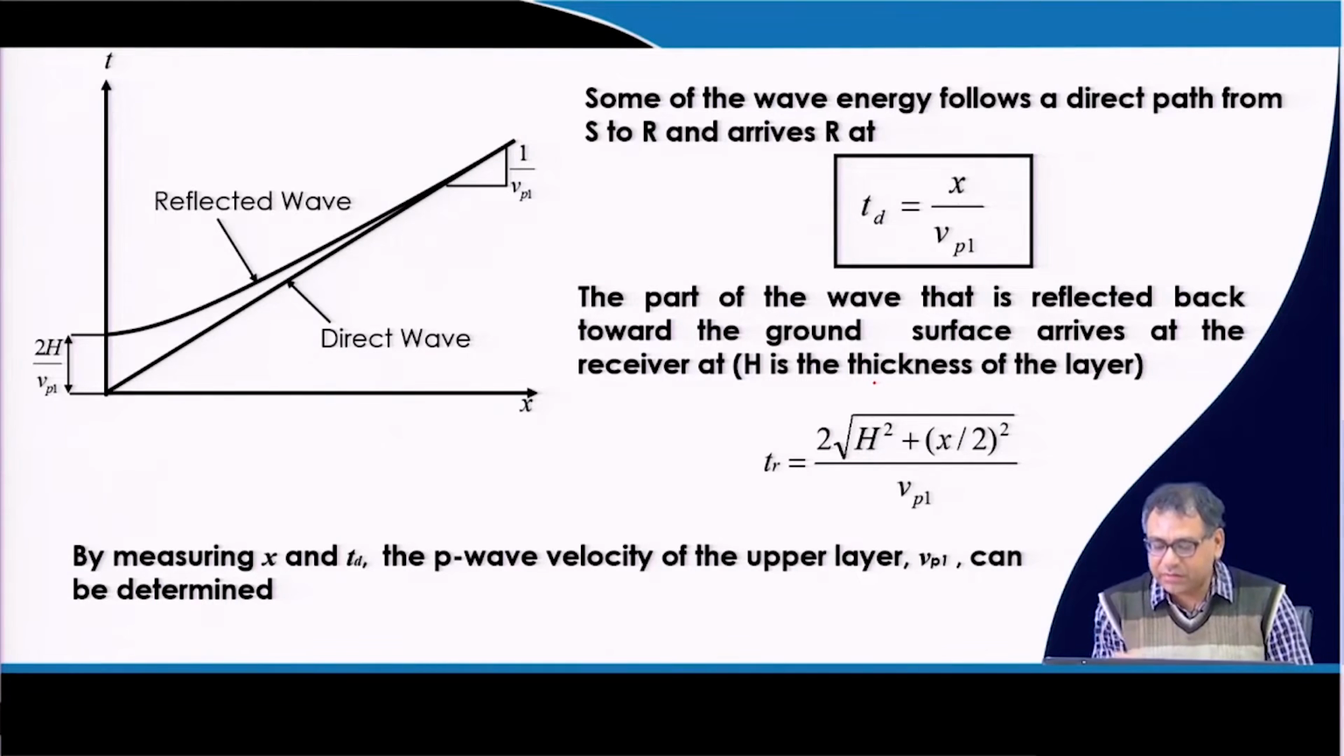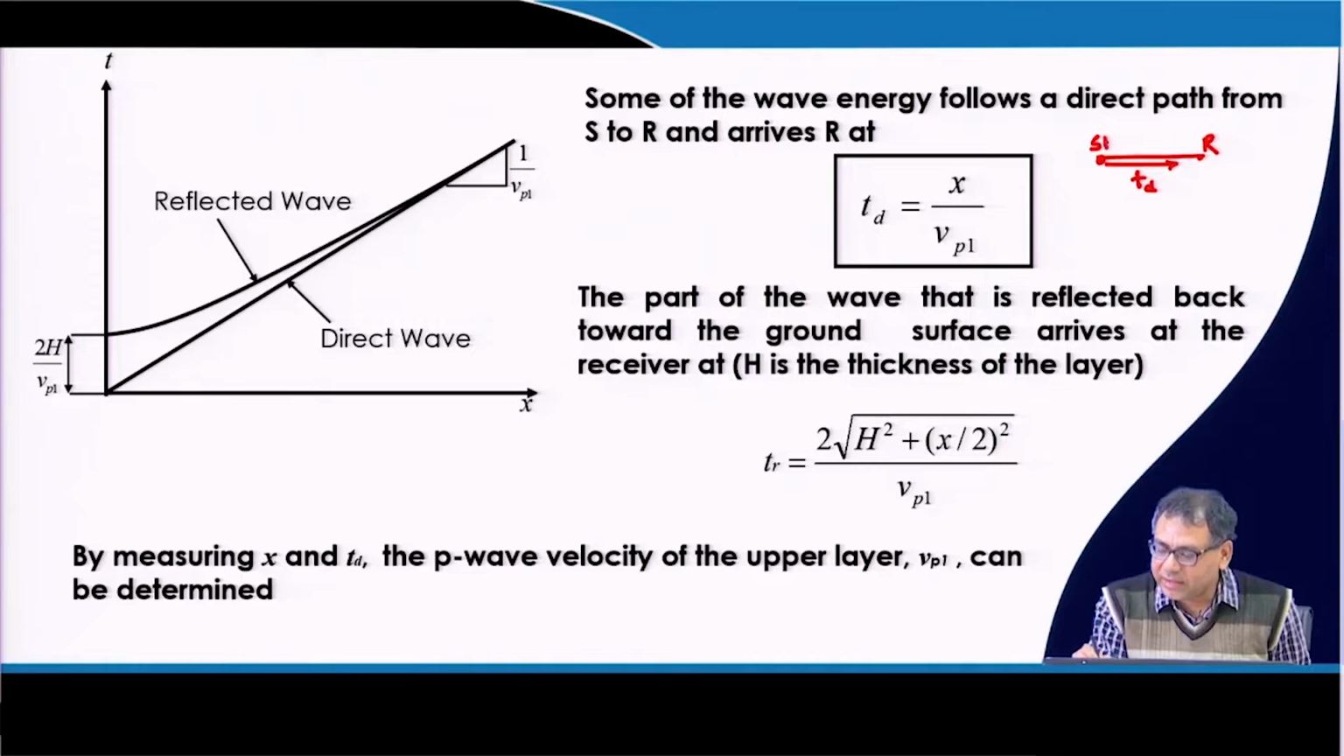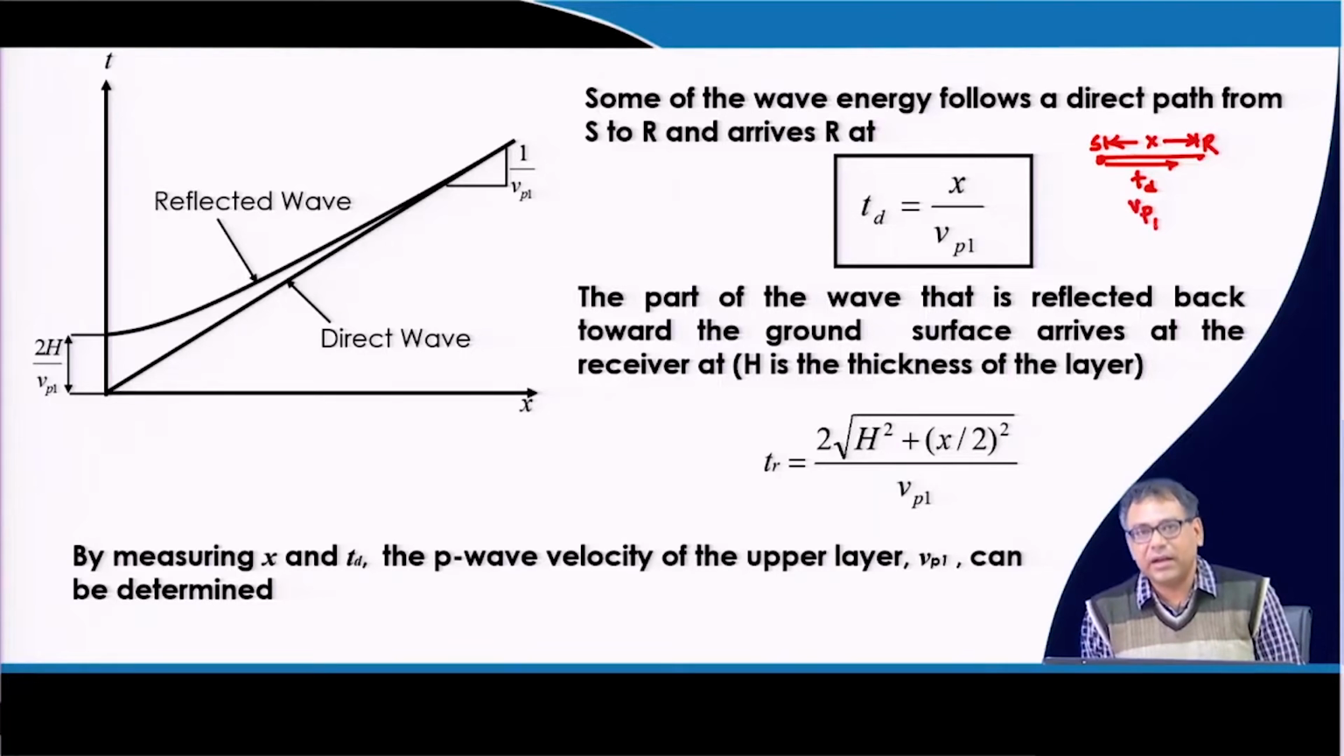So, the expression of the direct wave. Suppose this is my source and this is the receiver. The direct wave travel time is T d, and this is the distance x. If the velocity of the wave in the first layer is V p 1, then T d will be x divided by V p 1.